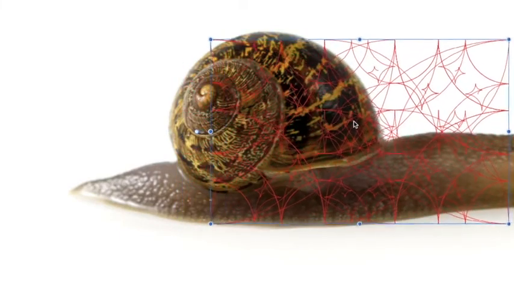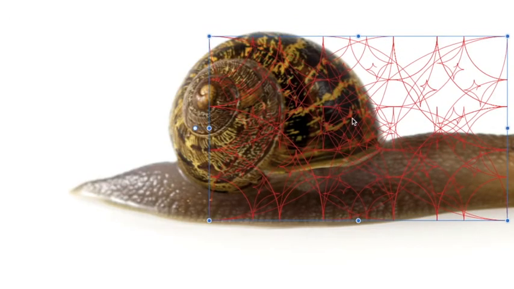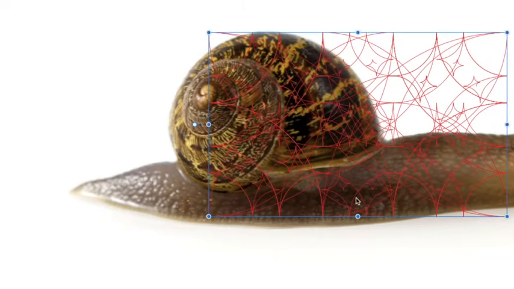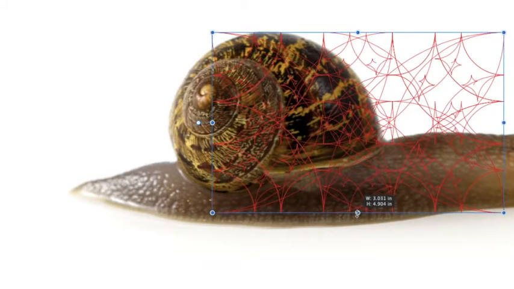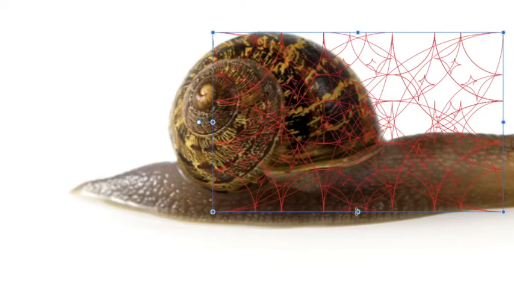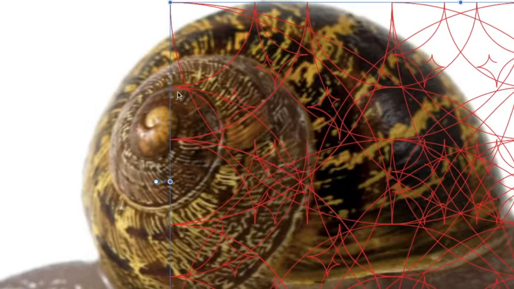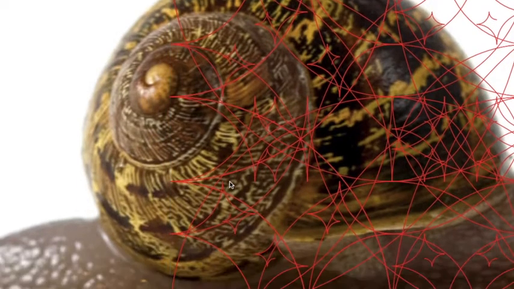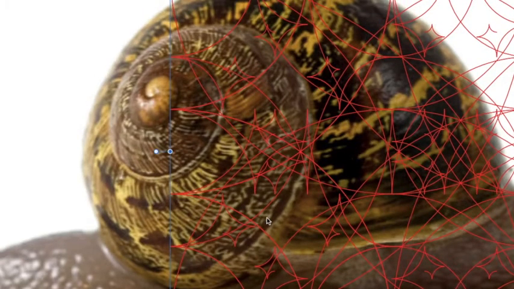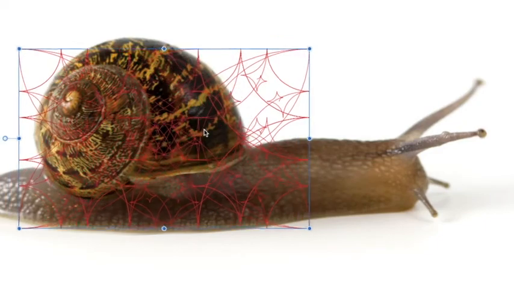Interesting. Go to the top of the shell, tighten it a bit. Again, that's doing that curve. Yeah, sort of, not quite though. That other one was better.